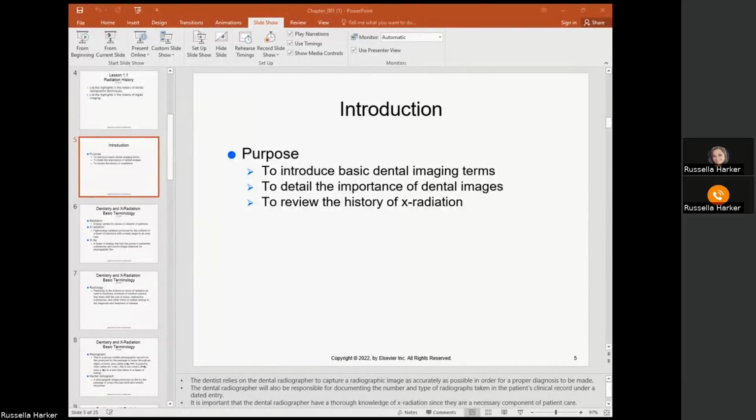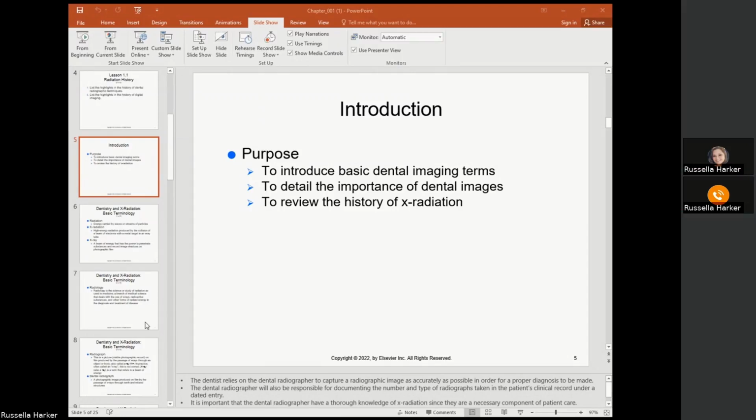Hi, this is Modern Dental Assisting, Dental Radiography Principles and Techniques, 6th edition, Chapter 1. This is going to introduce you to basic dental imaging, the terminology of that, the importance of dental images, and to review the history of X radiation.